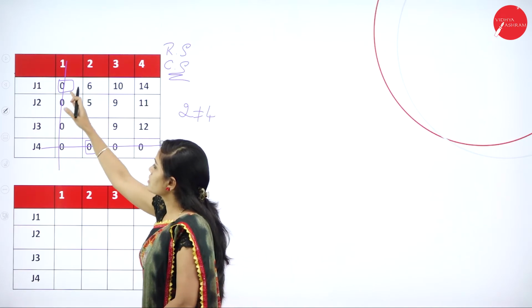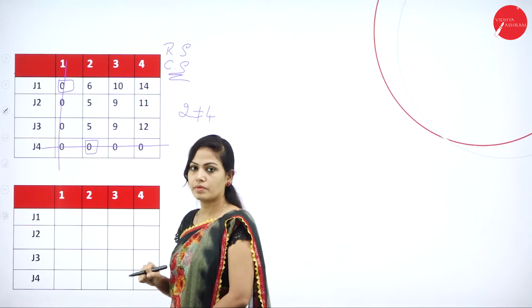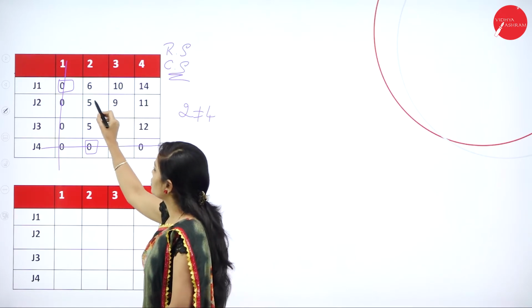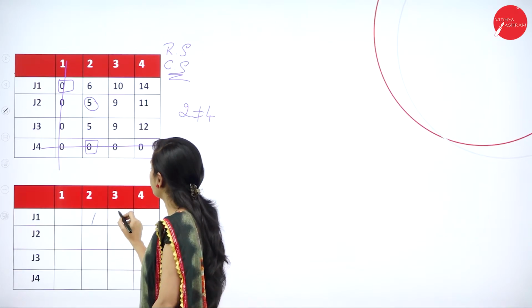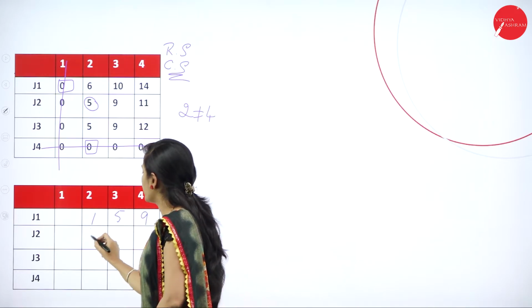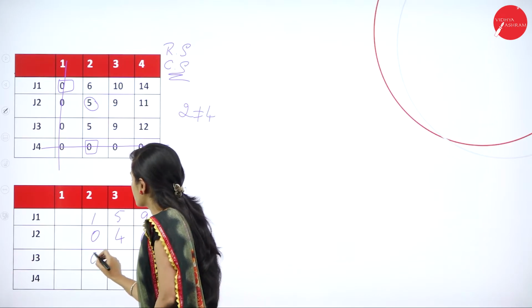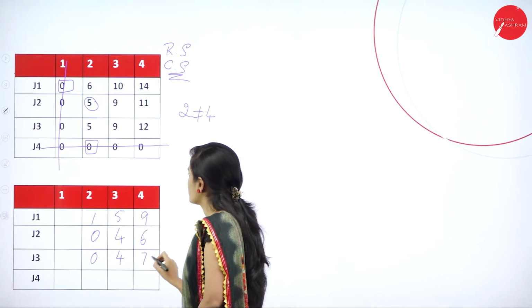So now these are your deleted cells and these are the undeleted cells, right? Pick the least value here. The least value is 5. Subtract it from the other values: 6 minus 5, 10 minus 5, 14 minus 5 and 5 minus 5, 9 minus 5, 11 minus 5, 5 minus 5, 0, 9 minus 5 and 12 minus 5, 7.